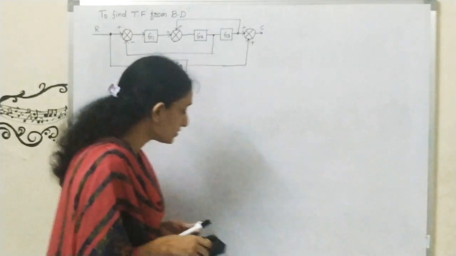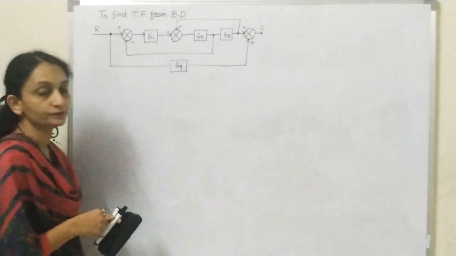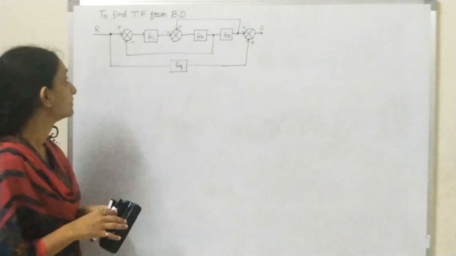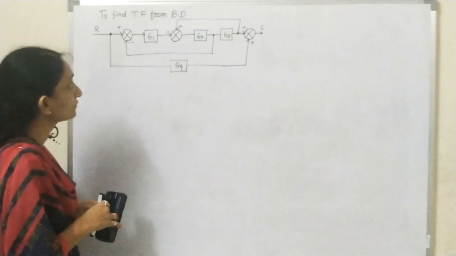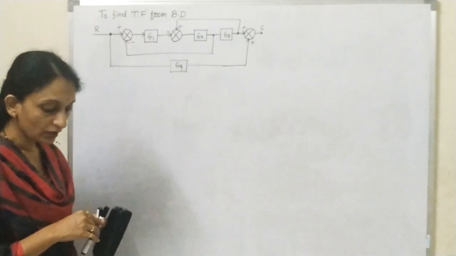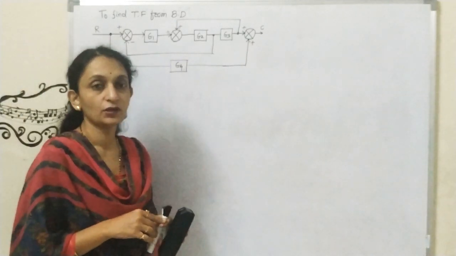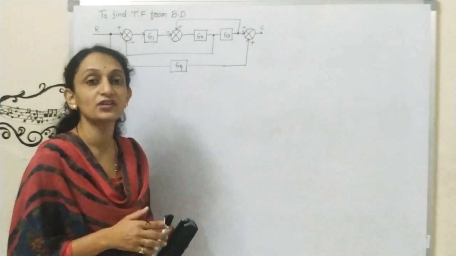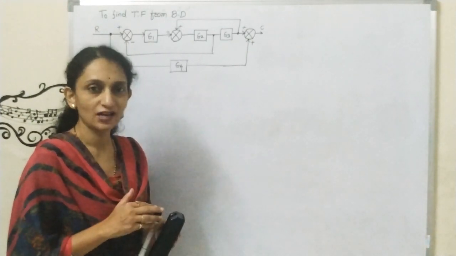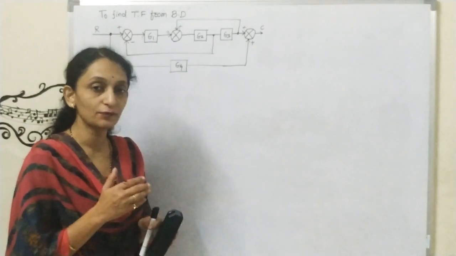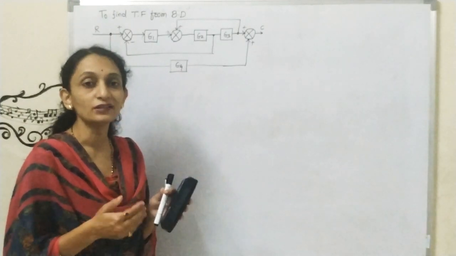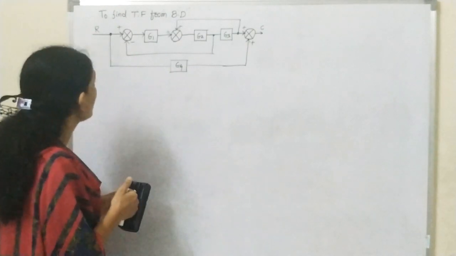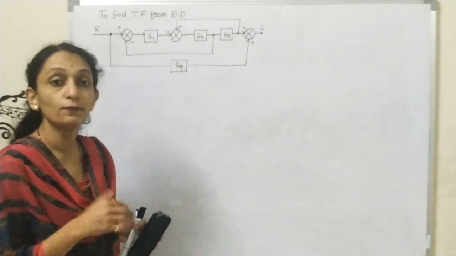Look at this block diagram. When the question is asked to find transfer function from block diagram, the method is not mentioned. The question can be asked to get transfer function from block diagram reduction technique. If so, you need to use all the block diagram reduction rules. But here the question is asked to get transfer function from block diagram.